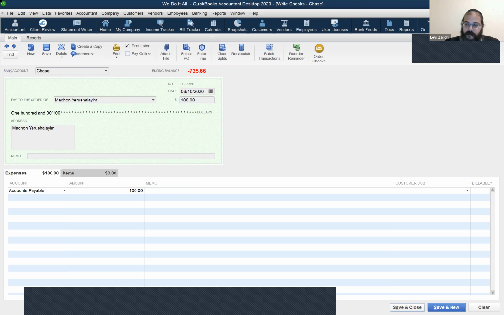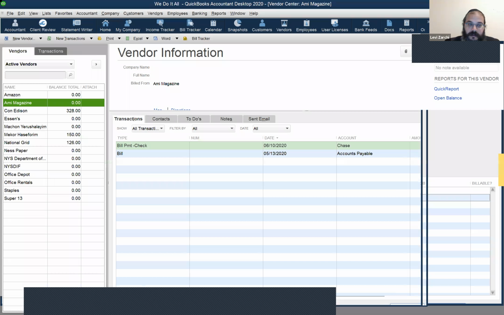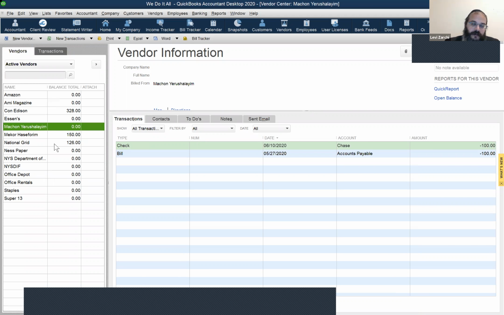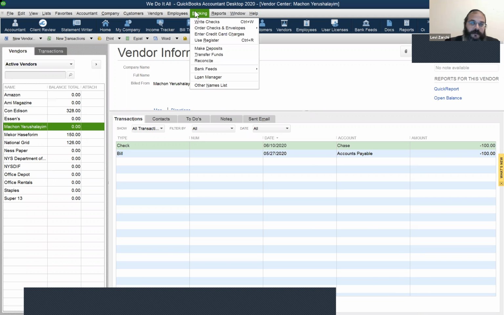It's probably gonna ask me who's the payee, because if it's accounts payable, we gotta choose an account. Okay, in case it didn't. So what we did is, right now, Machan Yerushalayim is zero, because this is the master list, which would come up in your reports. We had a bill from Machan Yerushalayim for $100, and we paid $100. It's gone, it's zero. But the bill is still open because we did not pay the bill.